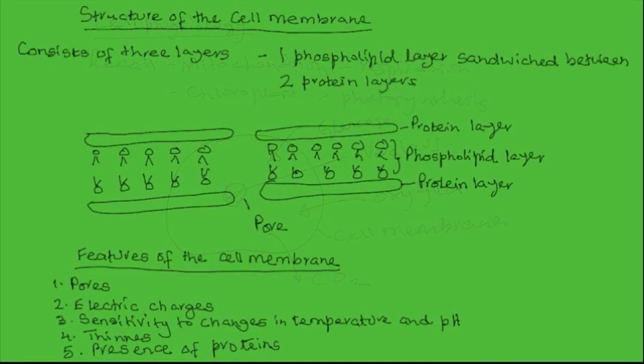You will recall that the cell membrane consists of 3 layers. There is one phospholipid layer that is sandwiched between 2 protein layers. Now, the phospholipid molecule consists of the fatty acid part and a phosphate molecule. Actually, there are 2 layers that make up the phospholipid layer. Then on either side of it, there is the protein layer.